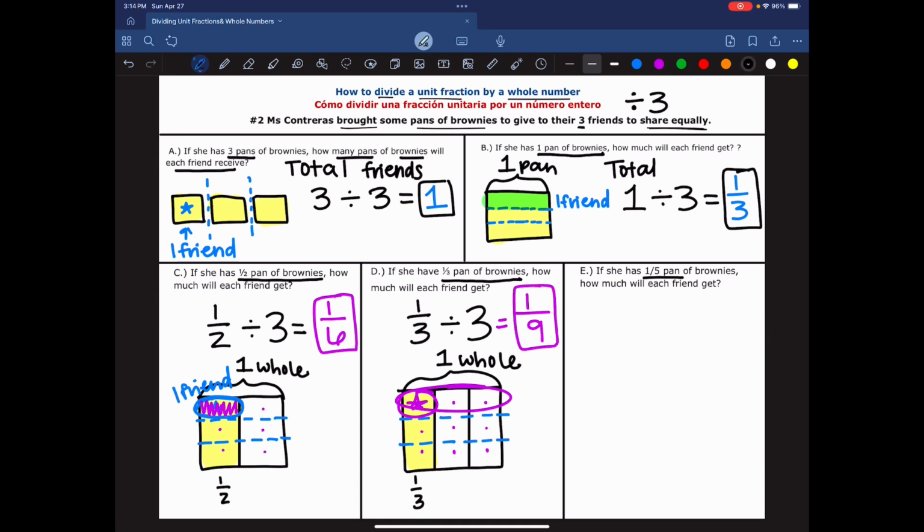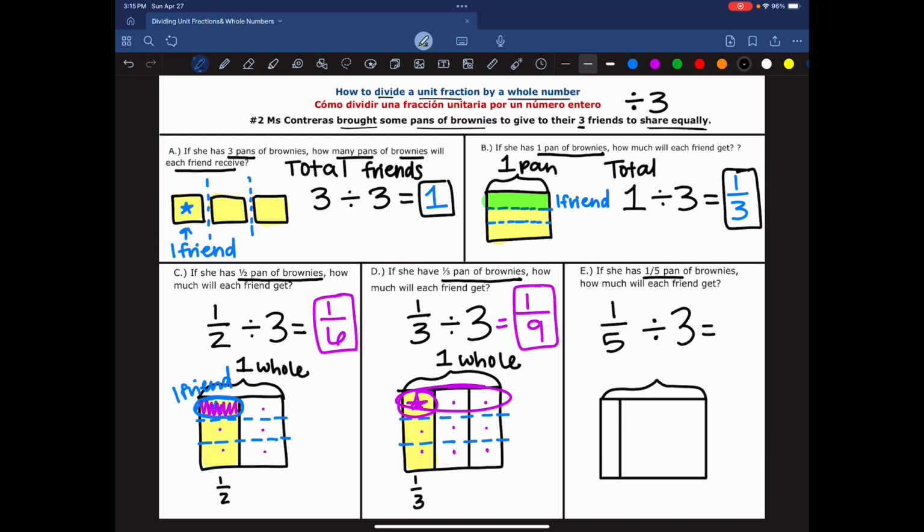This time, I have 1/5 of a brownie to share. How much will each of my friends get? 1/5 is my total, and I'm dividing it by 3 friends. First, I set up my fraction area model by drawing and highlighting 1/5 vertically or up and down.